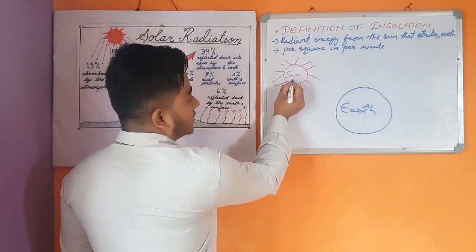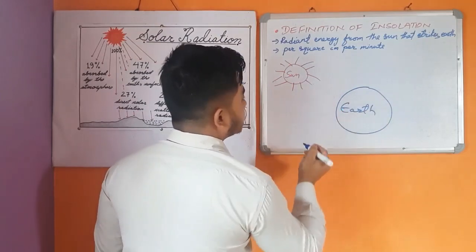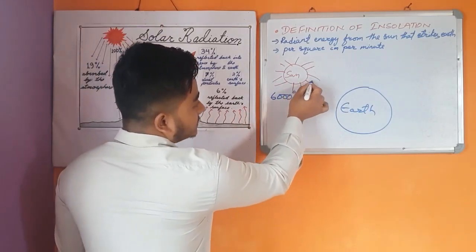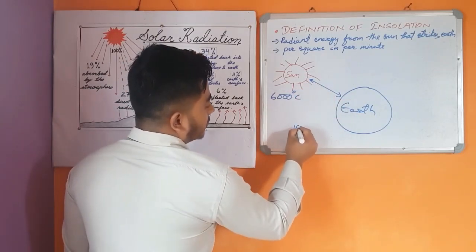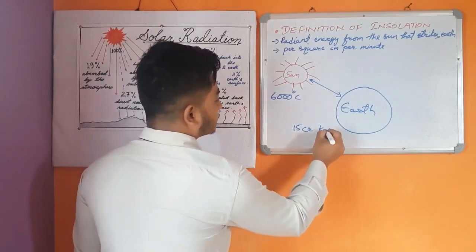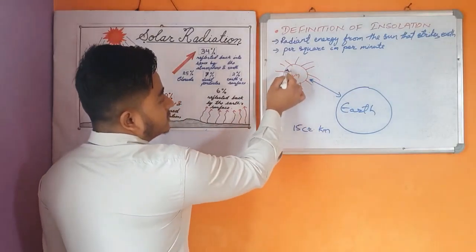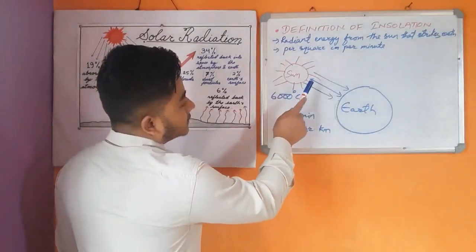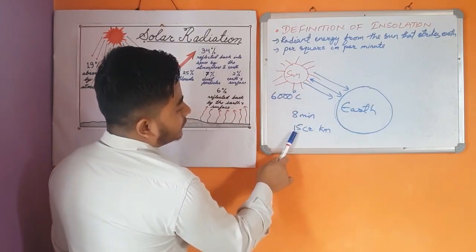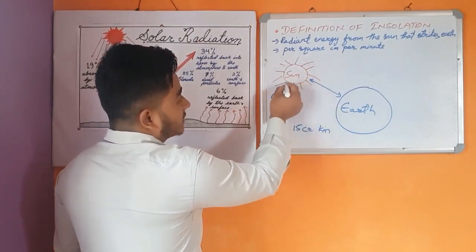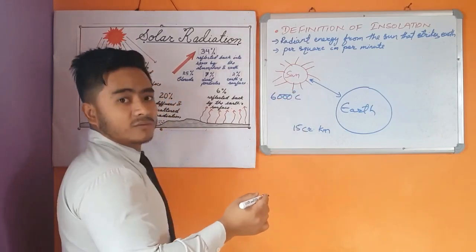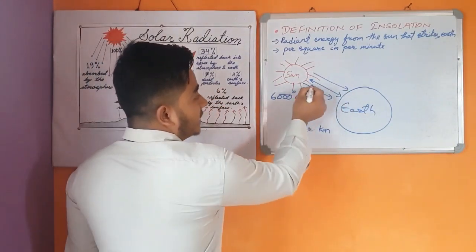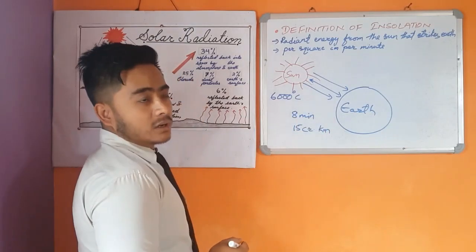As we all know that sun is the main source of heat and energy on the Earth. The sun is approximately 6000 degrees Celsius, and the distance between the sun and the Earth is approximately 15 crore kilometer. The sun radiates heat and energy in the form of short wave and long wave solar radiation that reaches to the Earth's surface, and it takes approximately 8 minutes to reach on the Earth surface.